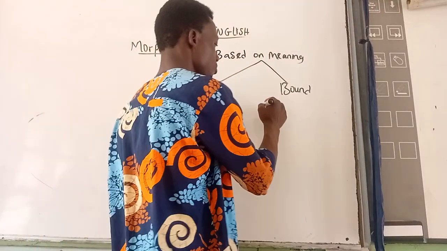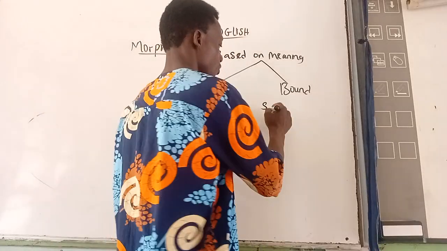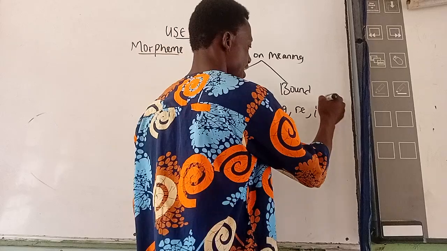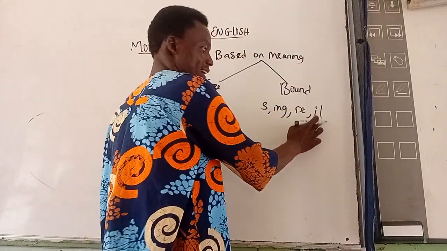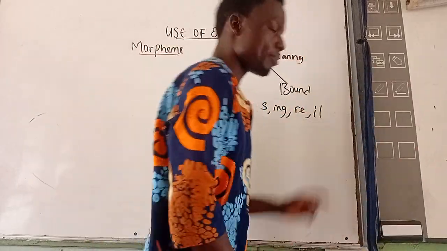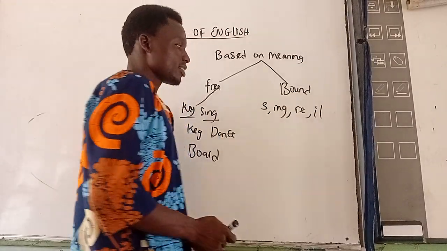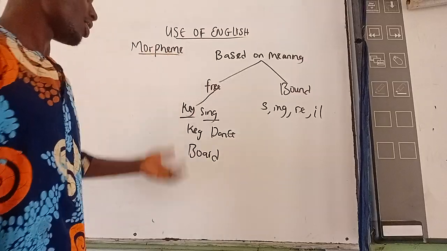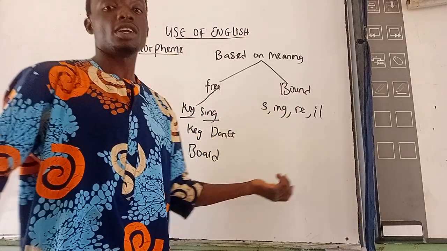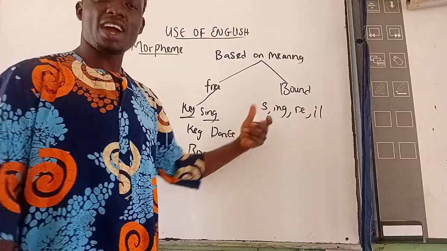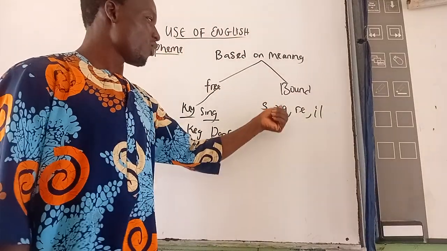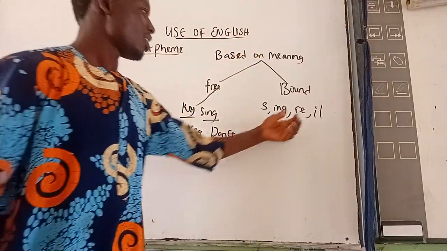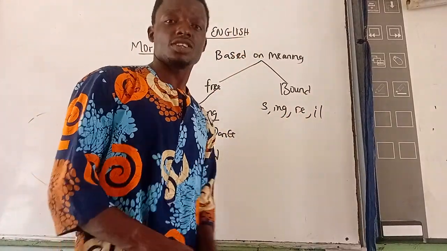But like bound morphemes, we have S, we have ing, we have re, we have il, as in when you're adding it to legal to make it illegal. Do we get it? Also, these bound morphemes, we say morpheme is the smallest unit of grammar. Whether free or bound, both are smallest units. You can't break S, you can't break ing. If you break ing, what do you want to add? These are also smallest units.